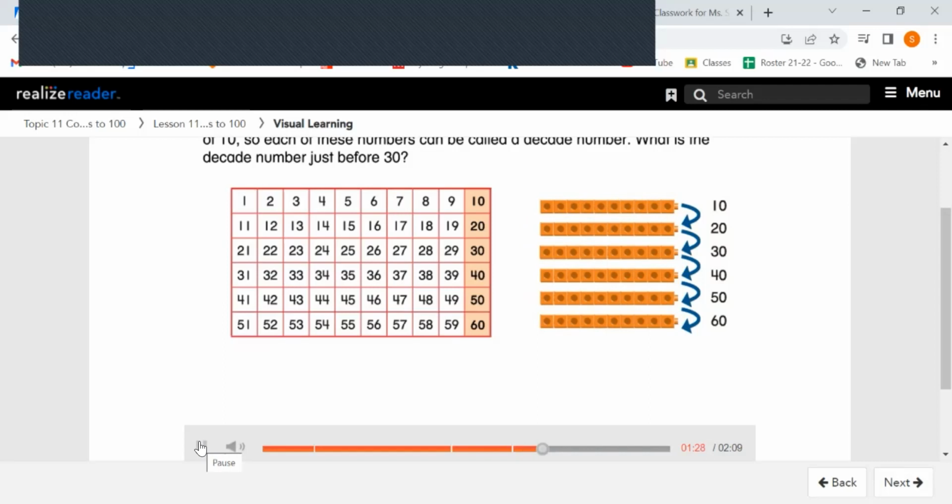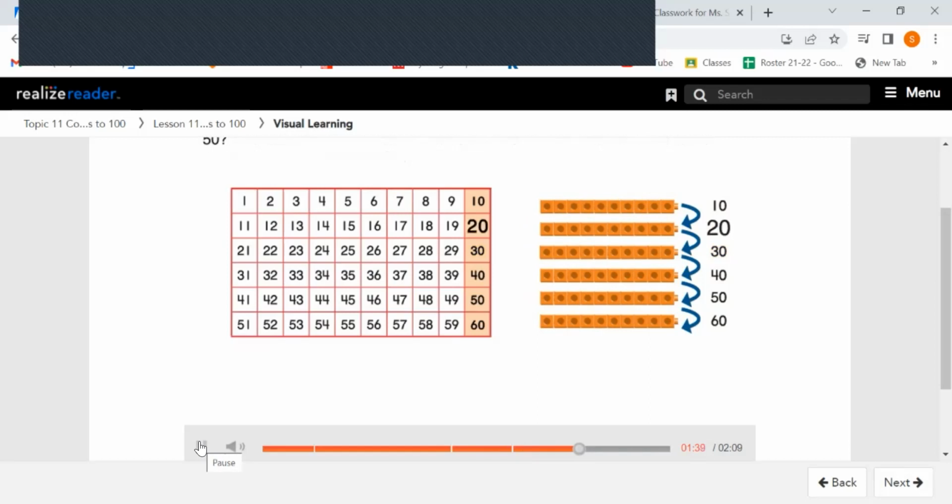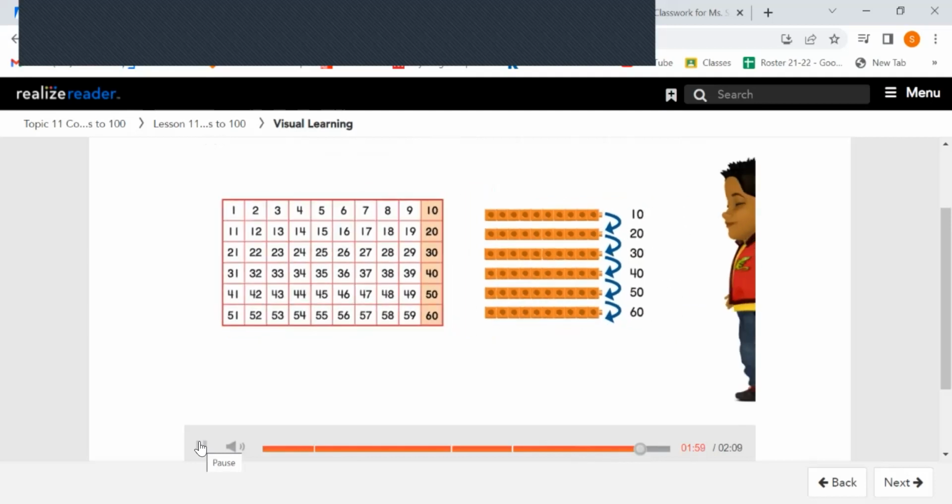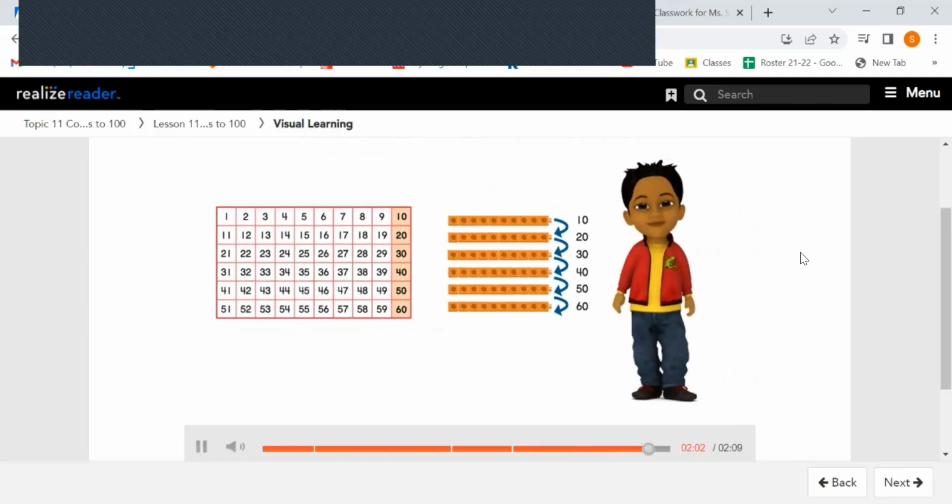Decade means a group of 10, so each of these numbers can be called a decade number. What is the decade number just before 30? 20 is the decade number just before 30. What is the decade number just after 50? 60 is the decade number just after 50. What is the decade number just before 60? 50. Now you know how to count by tens. Great job!